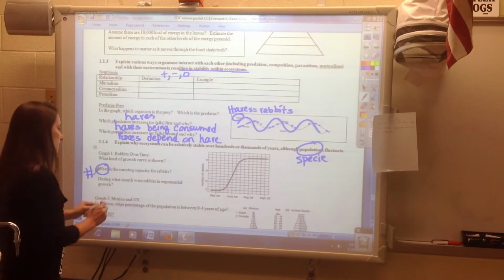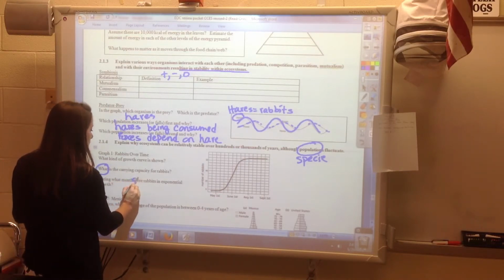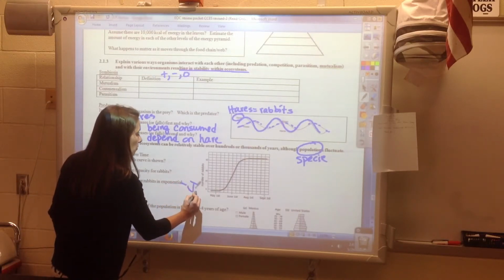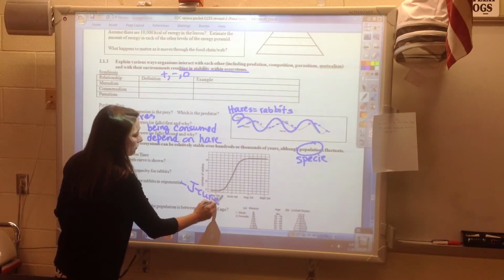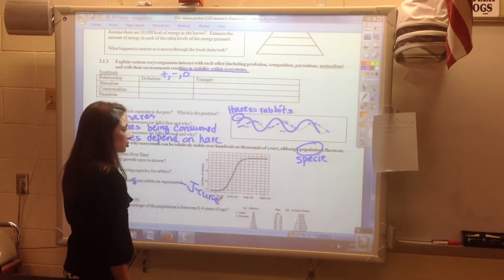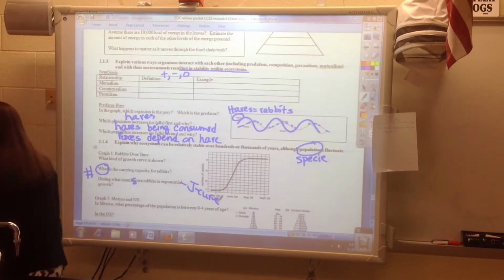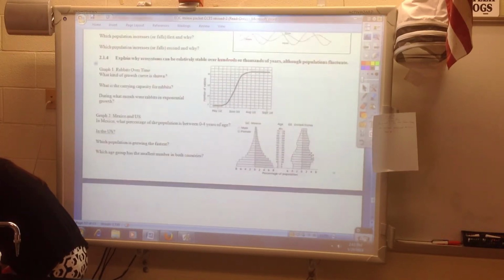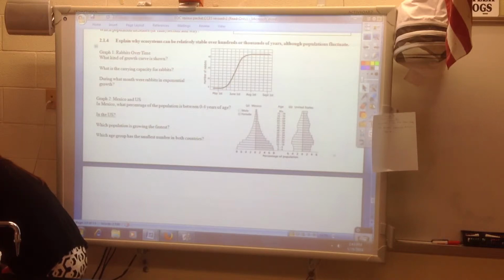During what months were rabbits in exponential growth? Remember, exponential growth is the same as a J curve. So which ones were showing a J curve? Then we have another graph, and this looks at human population. Graph 2, U.S. and Mexico.